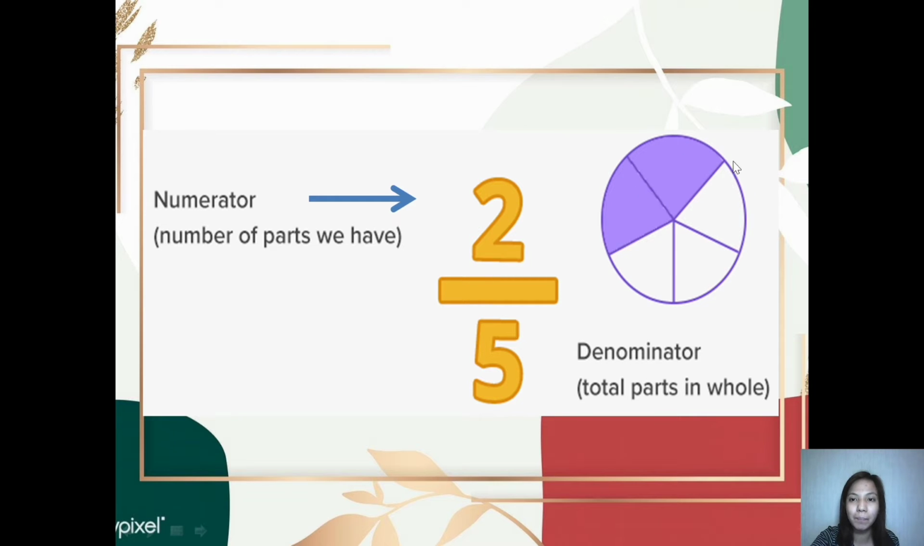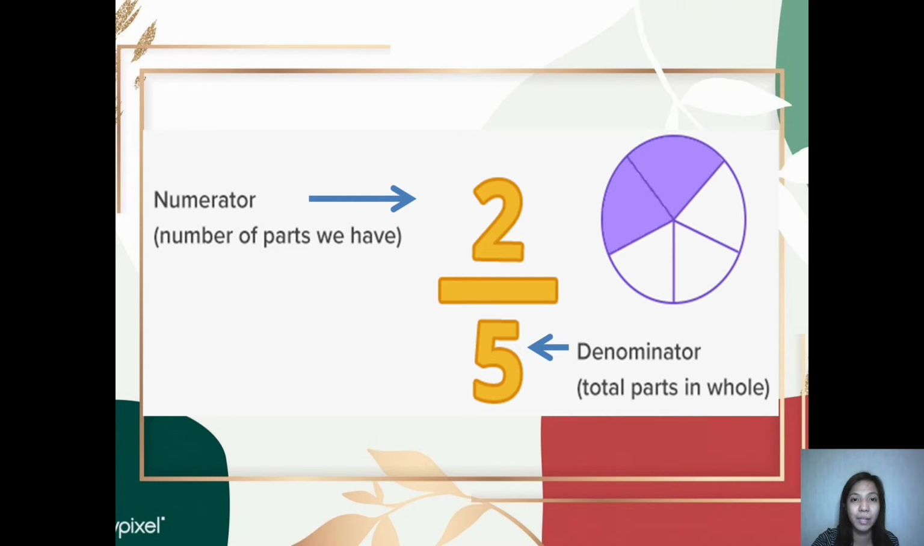In this circle or pie, the shaded region, which is in the color purple, how many? 1, 2. So 2. We have 2 parts that we have. Next, how many parts in all? 1, 2, 3, 4, 5. So we have 5 as the total parts in the whole. The number 5 here is the denominator. So numerator, denominator.